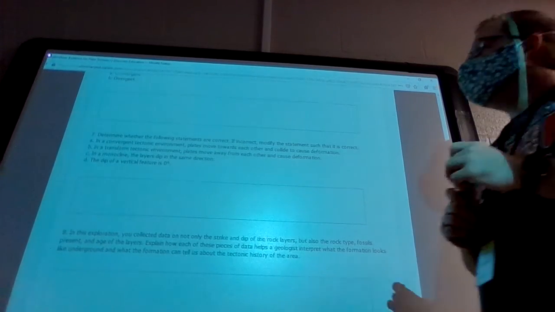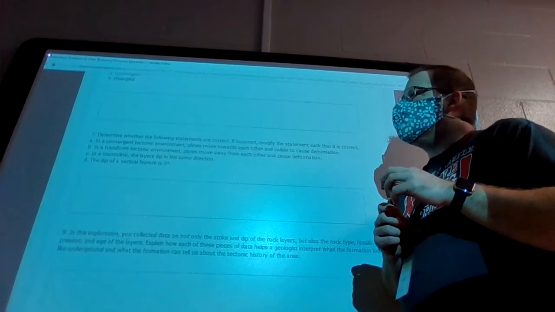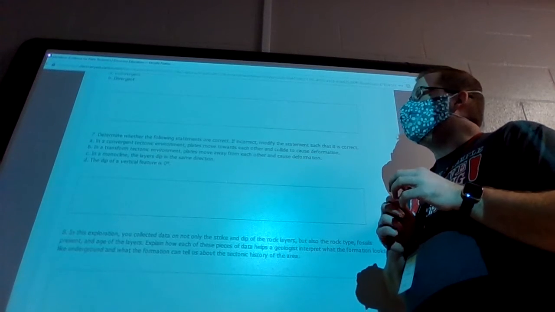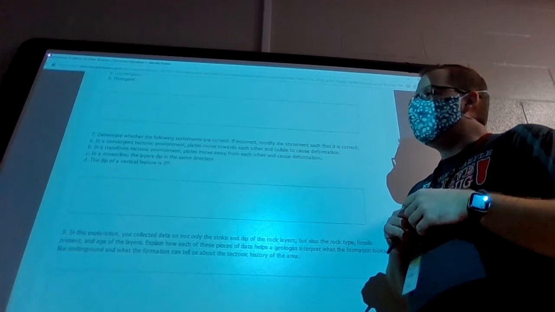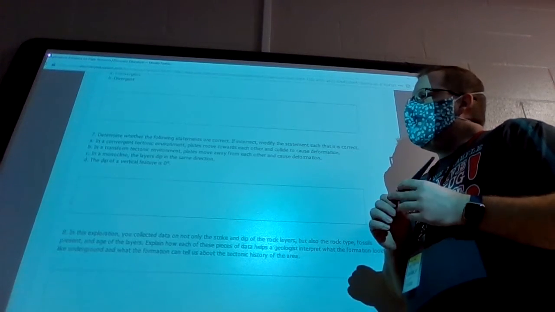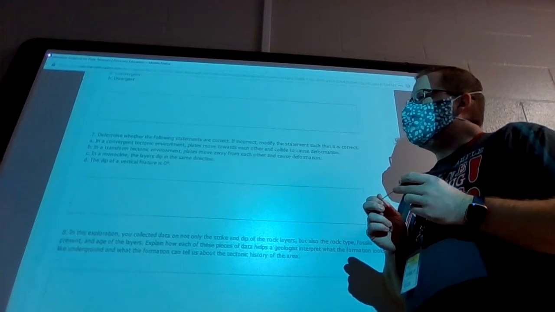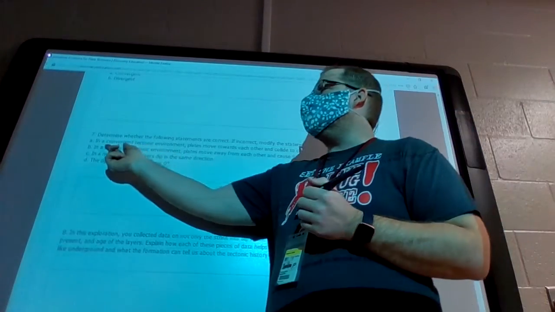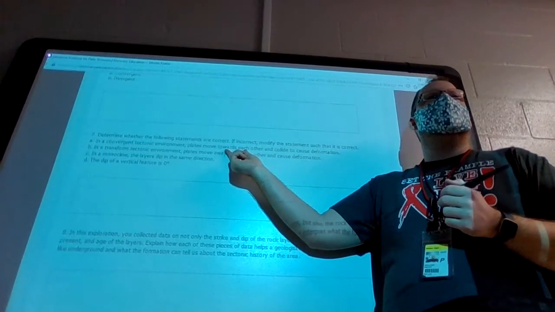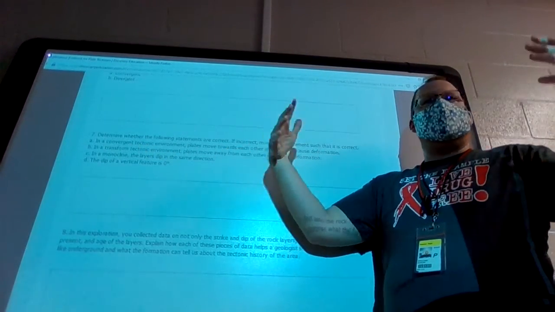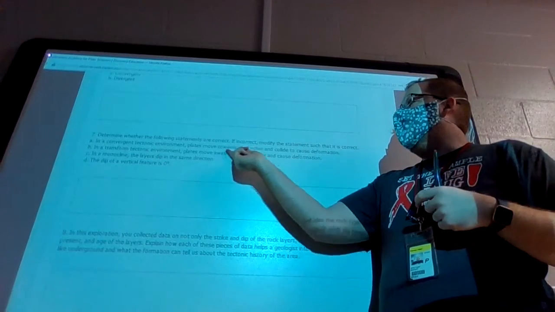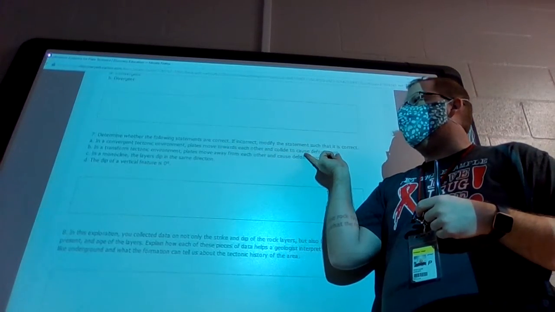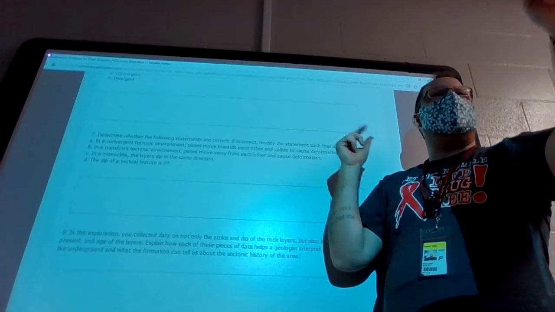Number 7, determine whether the following statements are correct. If incorrect, modify the statement such that it is correct. A, in a convergent tectonic environment, plates move towards each other. Does that make sense? Convergent, things converge, they go towards each other and collide to cause deformation. Does that sound okay? Yeah.